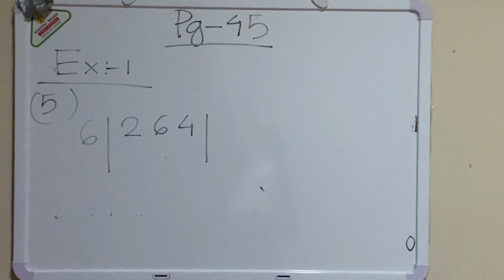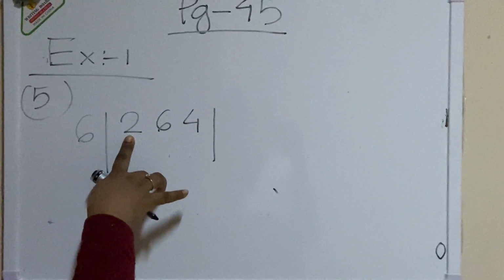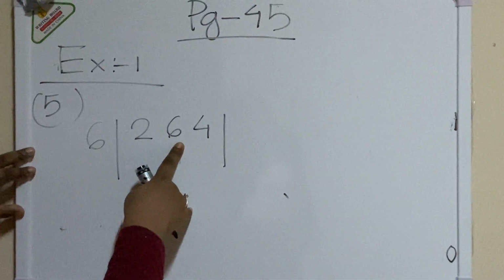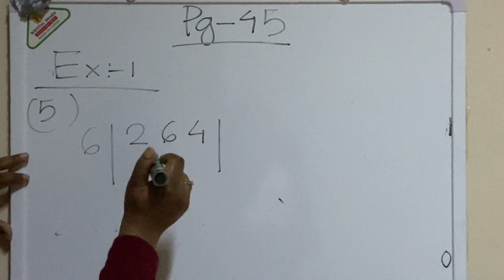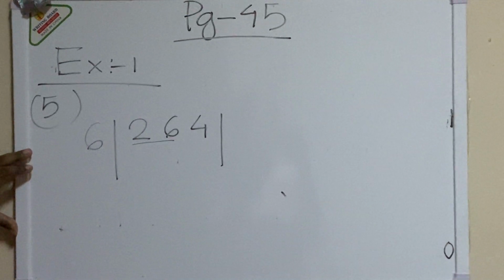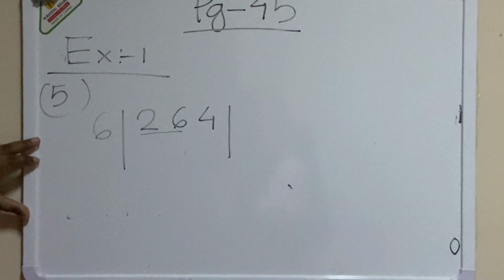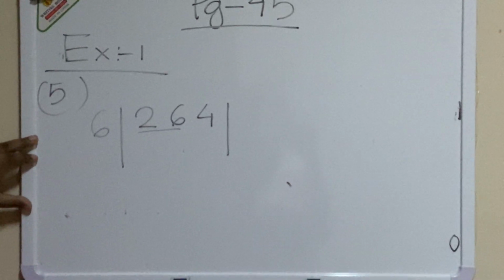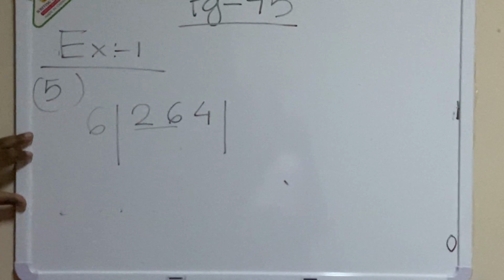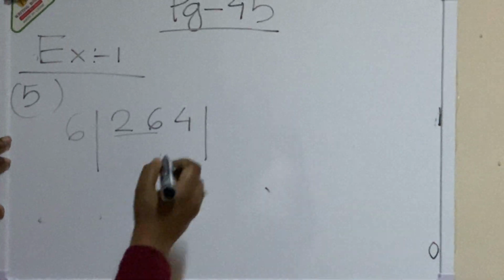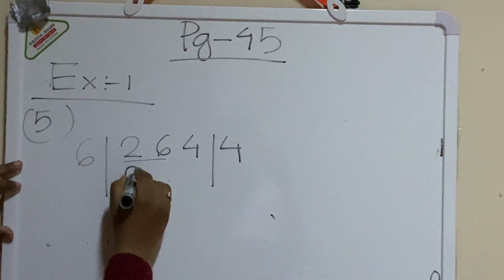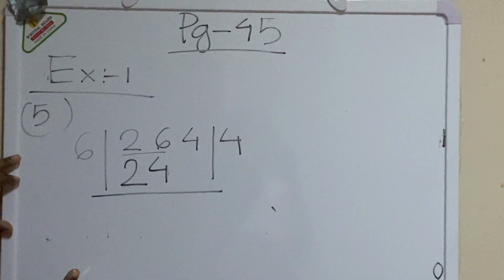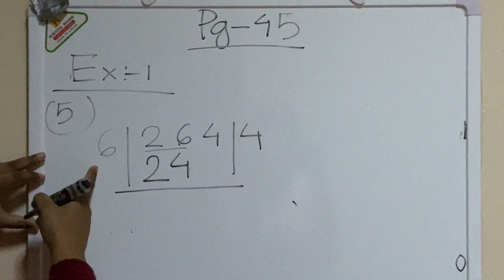264. As in the earlier procedure, you can see the left side number is 2. It cannot be divided by 6. So I have to take the next number with it. The next number is 6. The number becomes 26. 26 is much bigger than 6. I can divide this one by 6. In the 6th table, what number is near about 26? 6 1s are 6, 6 2s are 12, 6 3s are 18, 6 4s are 24, 6 5s are 30. So I can take 6 4s are 24. Look here. From the multiplication table, the first number should always be here. Here I need the 6th table.